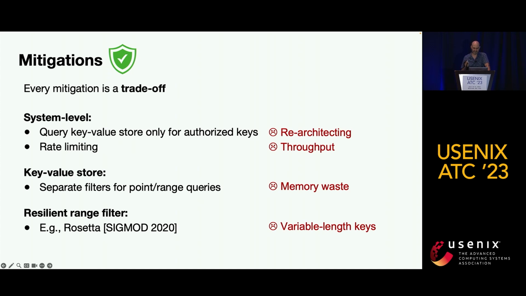How can we mitigate prefix siphoning? Unfortunately, every potential solution seems to require some trade-off. I will briefly discuss some mitigations. The system could make sure to query the key value store only for authorized keys, but that requires re-architecting the system to keep ACLs outside of the key value store. The system could also rate limit user requests, but that hurts performance. The key value store could use the range filter only for range queries and keep another filter for point queries, but this wastes memory.